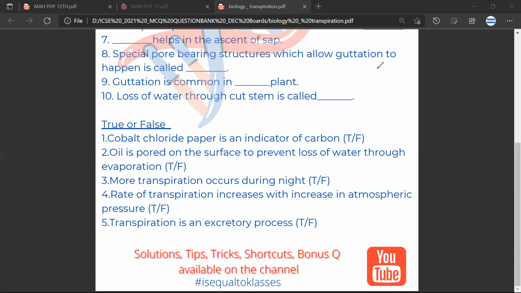Okay. Now we come to the last question. Transpiration is an excretory process. Now this is false. Again, if you refer to the chapter, all the questions have been taken from the chapter. They have mentioned it is not appropriate to relate transpiration to excretion or just the elimination of excess water. And they have mentioned the difference also. Excretion, wherever it occurs, is a deliberate active process.